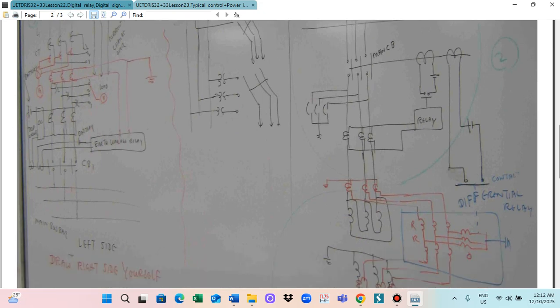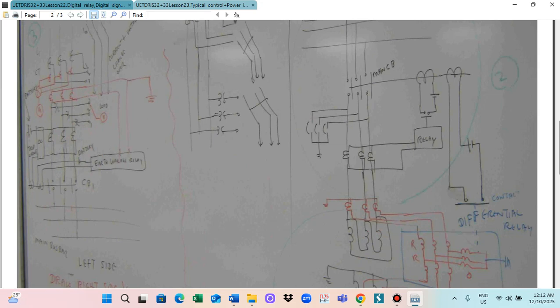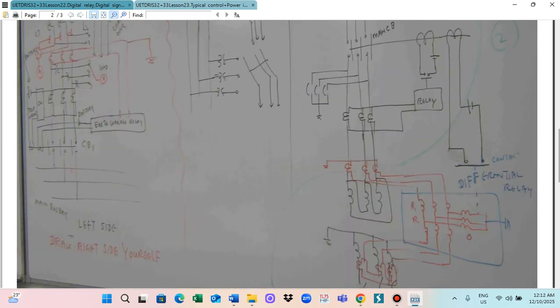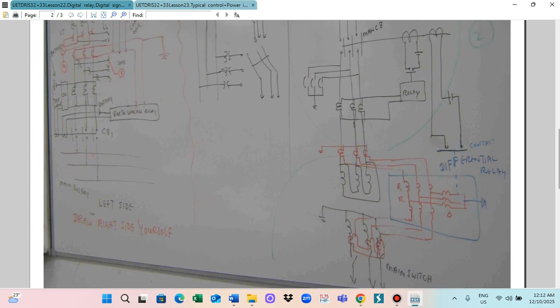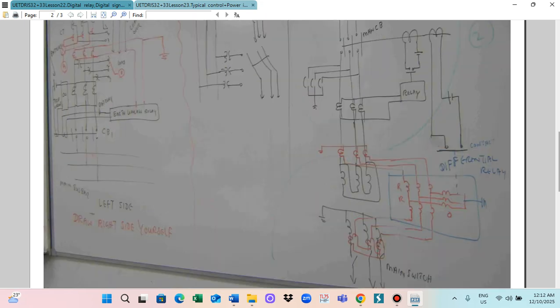So in this case, here will be the relay. This is the connection of the three-phase system. In the three-phase system, there will be the differential relay connection. Three-phase differential relay connections are the detailed circuit diagram. This is the differential relay detailed circuit diagram.